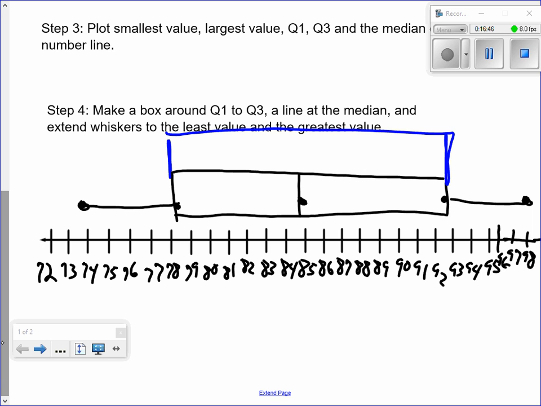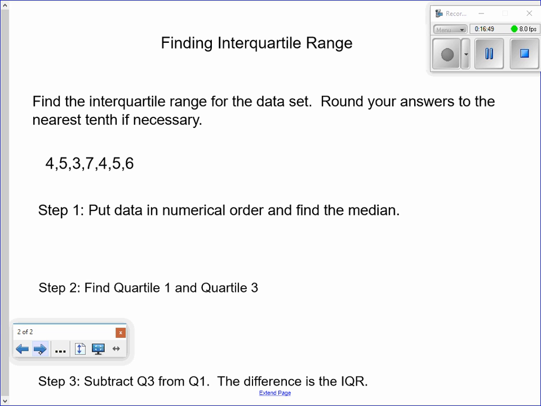Okay, one more thing that I want to show you. You are going to have to find what's called the interquartile range. Super easy. So you're going to have two things you got to do on your homework. One, you're going to have to make a box and whisker plot. Number two, you're going to have to find the interquartile range. Steps 1 and 2 are exactly the same as finding a box and whisker plot.